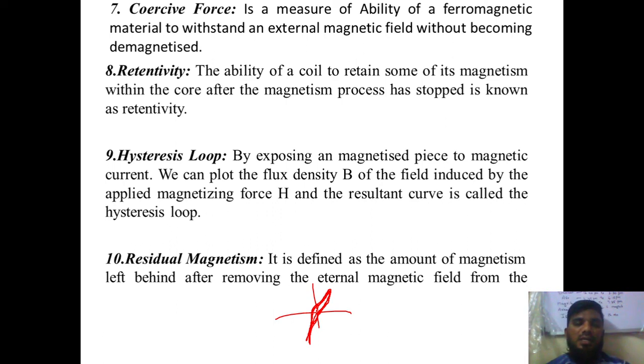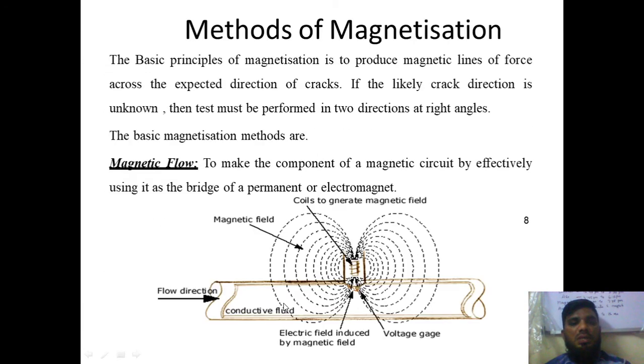Next is residual magnetism. It is defined as the amount of magnetism left behind after removal of the external magnet. Retentivity and residual magnetism are almost the same. So these are the basic things.